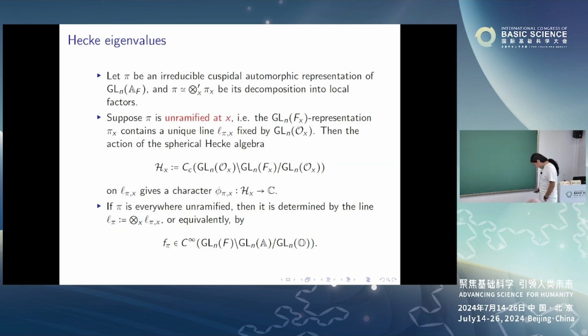Okay, so let's look at the automorphic side. On the automorphic side, these numerical invariants are called Hecke eigenvalues. They are a generalization of the classical Hecke operators on modular forms. I will define them in the following way. You can consider this double quotient, where F_x is the local completion of F at the place x, and O_x is the ring of integers inside it. You consider this double quotient GL_n(O_x)\GL_n(F_x)/GL_n(O_x), and consider complex-valued compactly supported functions on this double quotient. This is known as the spherical Hecke algebra. The algebra structure is given by convolution. As we will later see, this is actually a commutative algebra. We denote it by H_x.